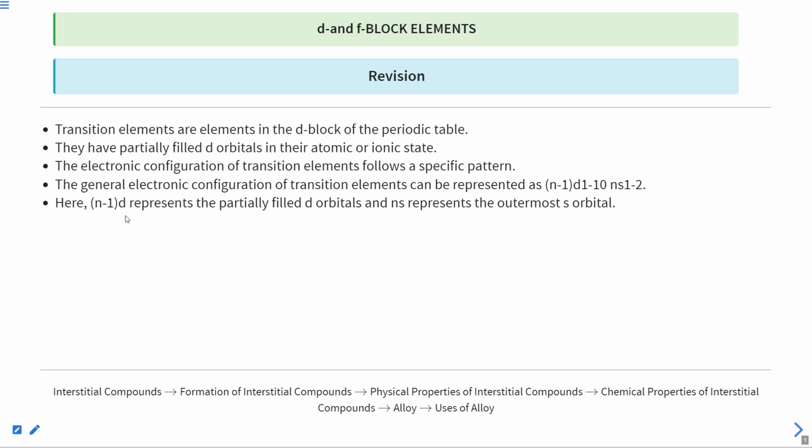Here, (n minus 1)d represents the partially filled d orbital, and ns represents the outermost s orbital. So we know very well that since it is ns, it will be the outermost, and since it is n minus 1, it is the penultimate shell.